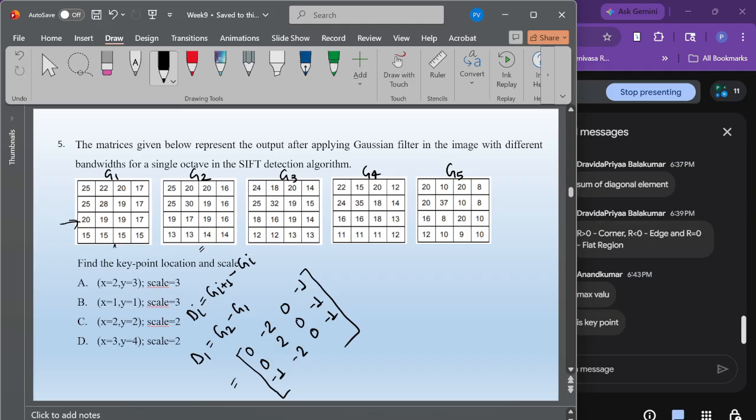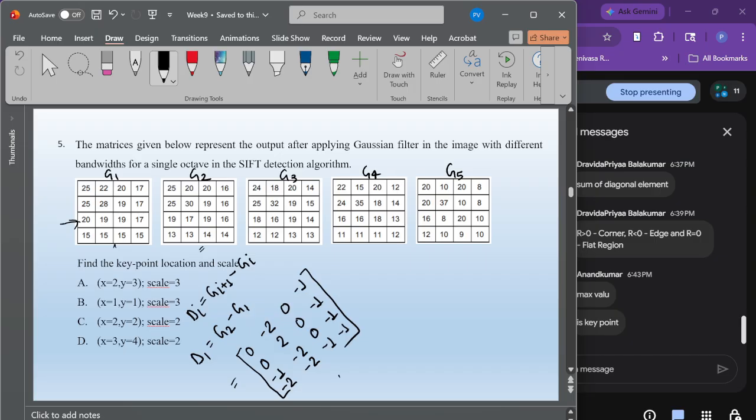Now to the next. So 13 minus 15, again minus 2. 13 minus 15, again minus 2. Here 14 minus 15 is minus 1. 14 minus 15 is minus 1. So this is our D1 matrix, right?